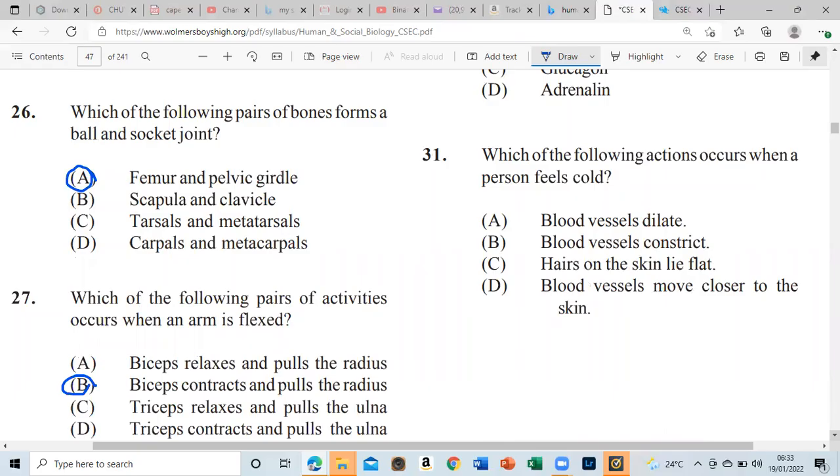All right. Which of the following actions occurs when the person feels cold? Is it A, the blood vessels dilate, B, blood vessels constrict, C, hairs on the skin lie flat, or D, the blood vessels move closer to the skin? And 31 is the blood vessels constrict. So do remember that, guys. When someone is feeling cold, the blood vessels constrict.